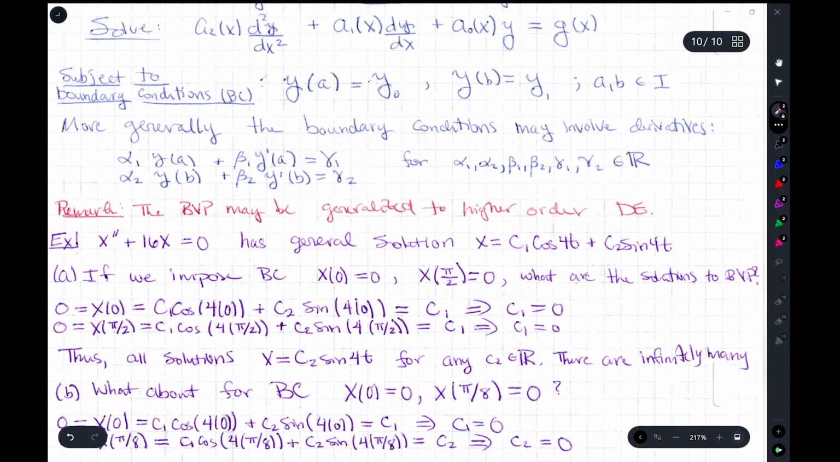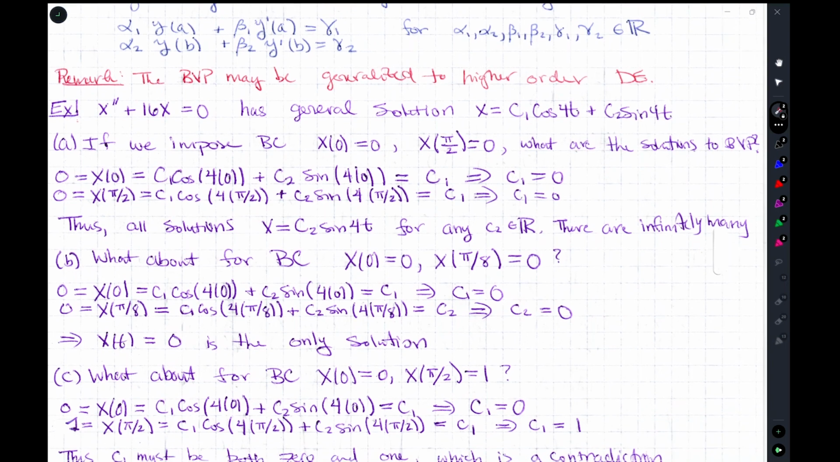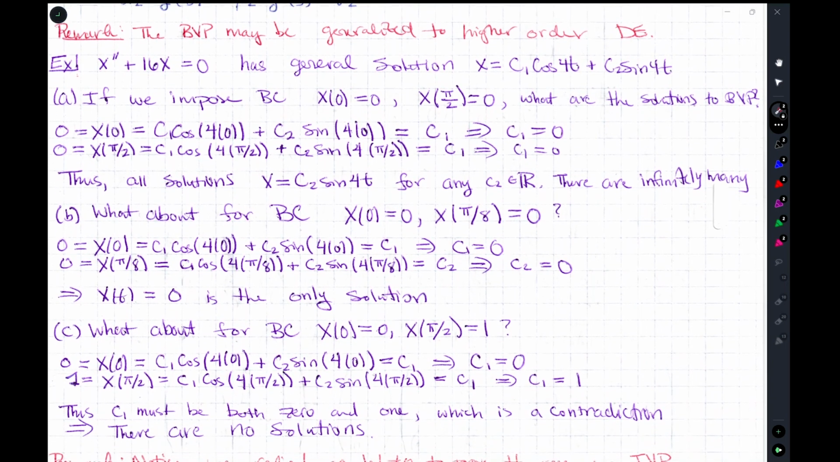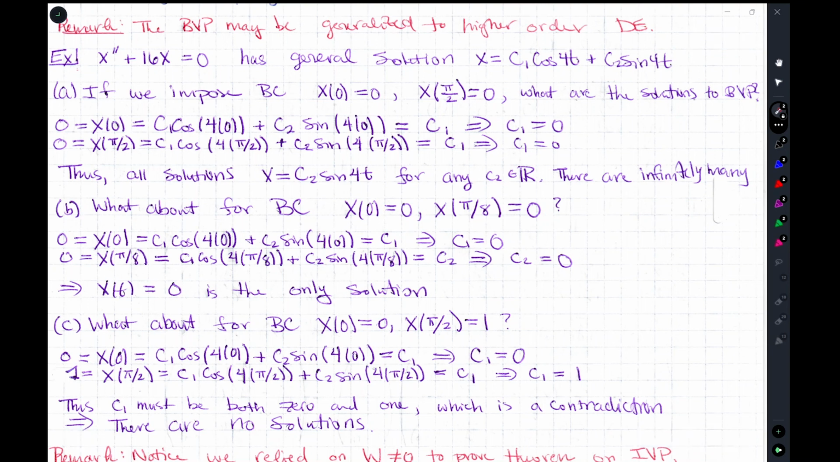Let's look at an example of a boundary value problem and get a glimpse of the type of solutions that we would be getting. We have this differential equation here, x double prime plus 16x equals 0. And it has the general solution that you see here.